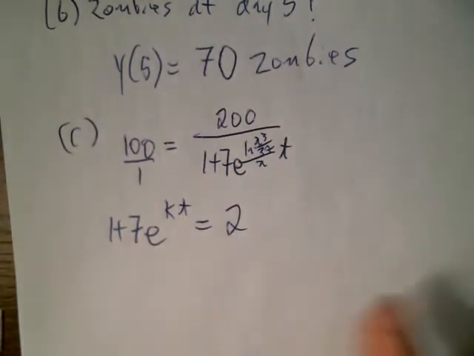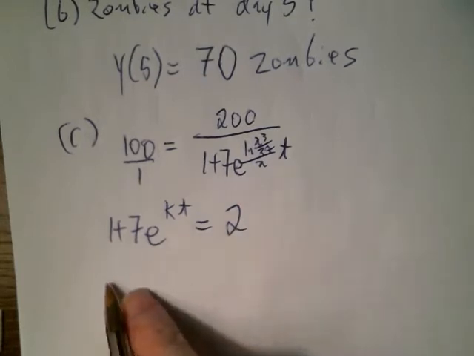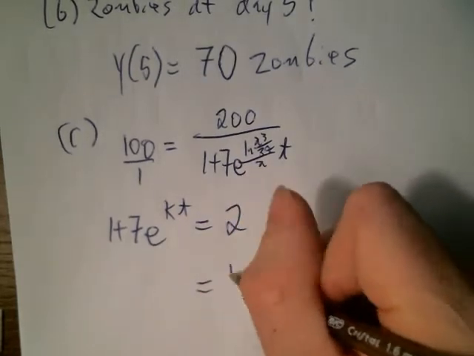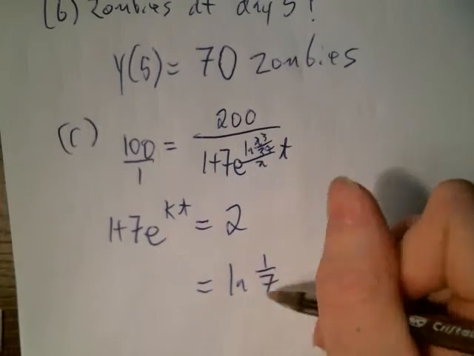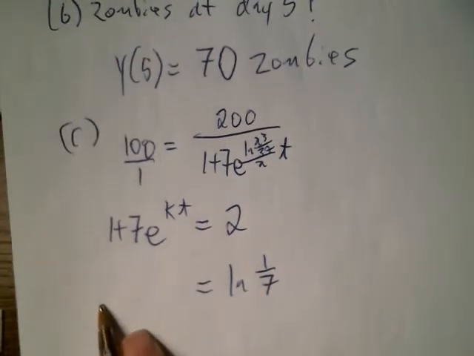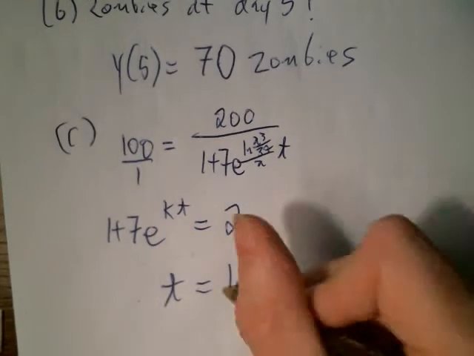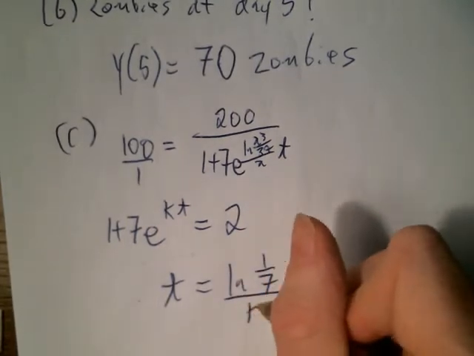Subtract 1, you'll get 1. Divide by 7, you'll get 1/7. Take the ln of both sides, and you'll have the ln of 1/7 equals the ln of e to the kt. Bring down the kt, and you'll have kt times ln of e, so you just have kt, and then divide by k. So t equals ln of 1/7 divided by k.